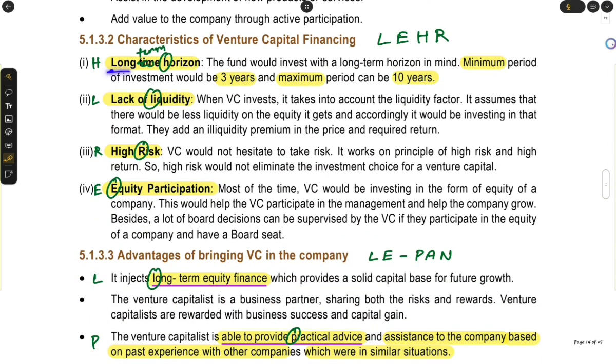I have made a short form. Long term horizon, lack of liquidity in venture capital financing, high risk, and equity participation. The short form is LEHR, like namkeen, as if there is a company that makes namkeen. L stands for lack of liquidity, E stands for equity participation, H stands for long term horizon, and R stands for high risk.